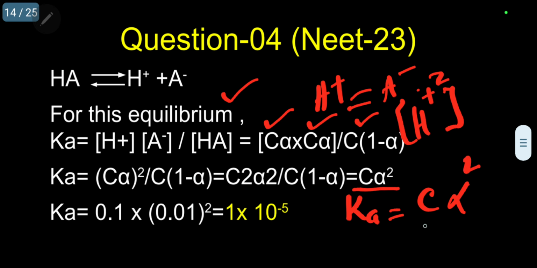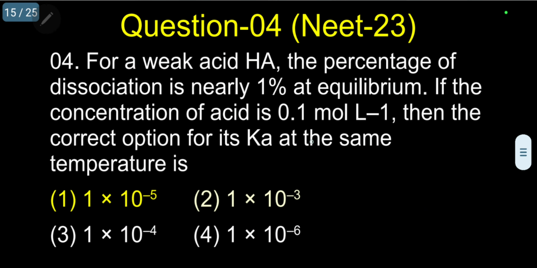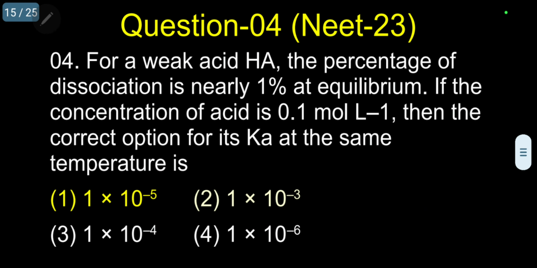Kindly follow. The C value is given, 0.1. Alpha we have to calculate; it is already given, 0.01 whole squared. So 0.01 whole squared is nothing but, if you multiply that, the answer is 1 into 10 to the power of minus 5. So this is the answer. So A is the correct answer.